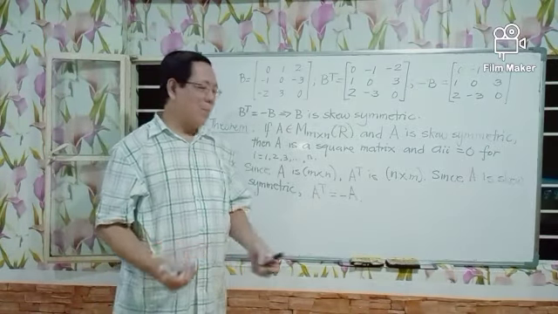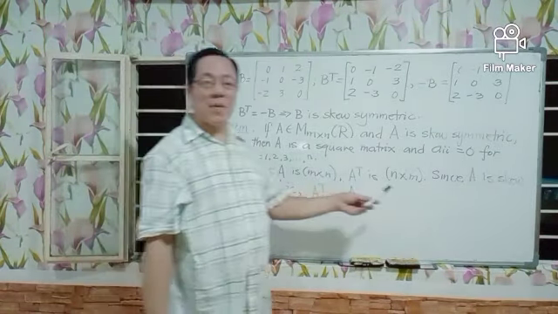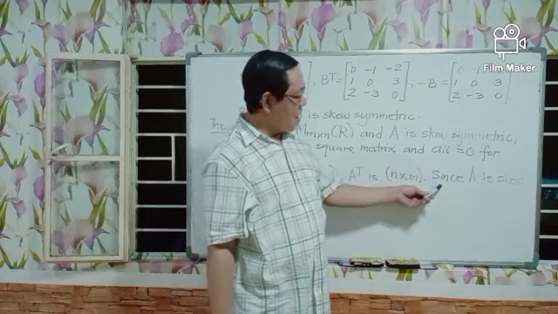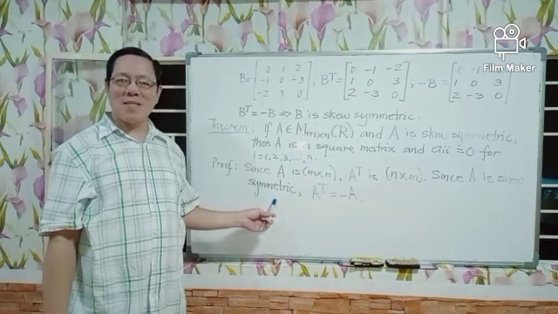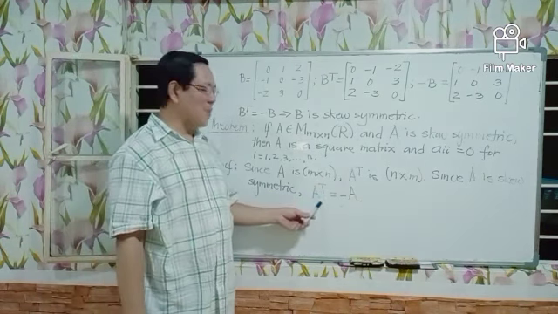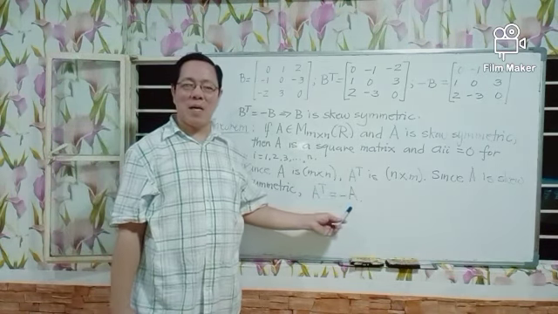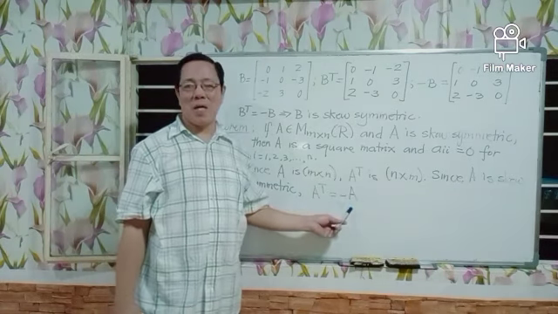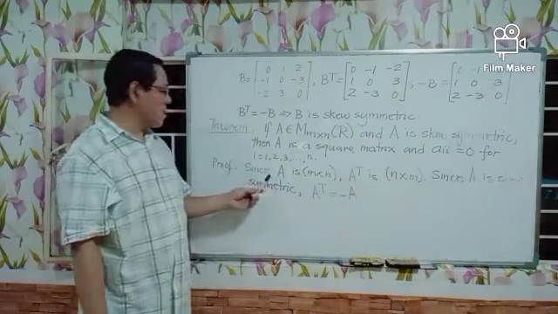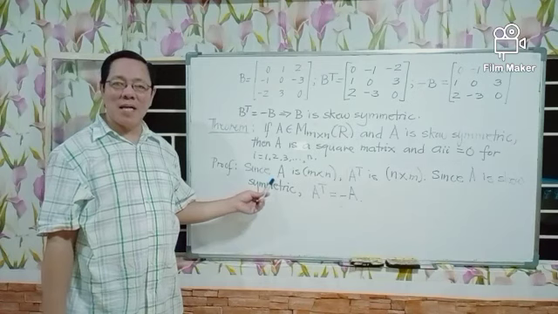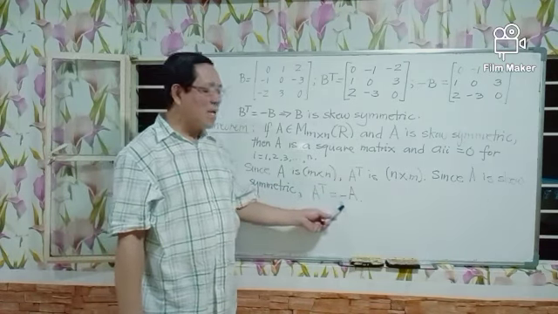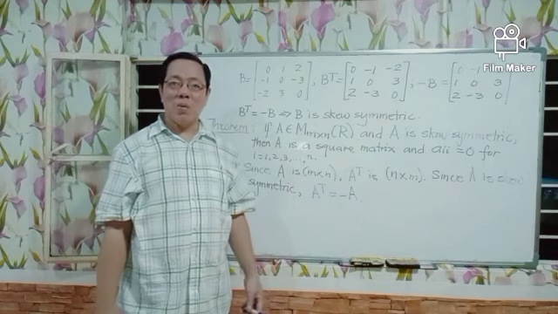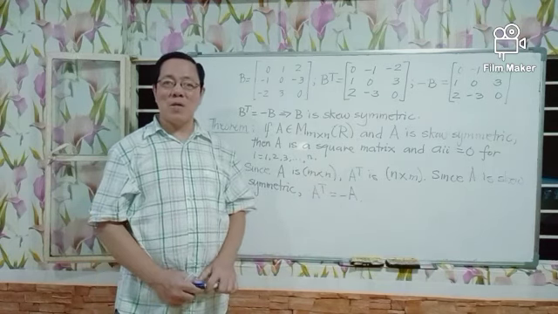And the negative of A, again from the given, since A is skew-symmetric, the transpose of A is equal to the negative of A. And the negative of A is obtained by multiplying the entries of matrix A by the scalar negative 1. And these two matrices, the transpose of A and the negative of A, will be equal under the following conditions.